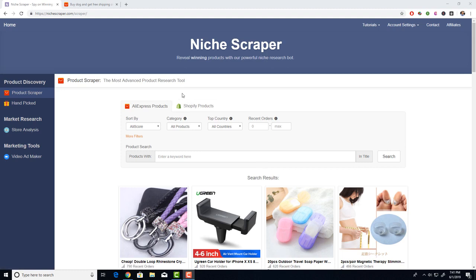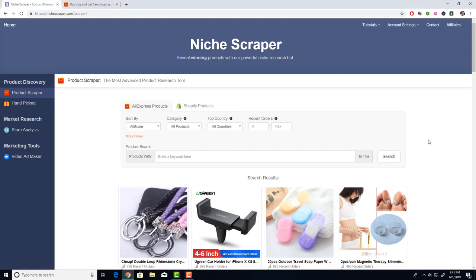What you're going to notice is there are two tabs in this section right here. One is the AliExpress products tab and one is the Shopify products tab. I'm going to be going over both of these, but first I'm going to be focusing on the AliExpress products tab, and then in the second half of the video we're going to be talking about the second tab right here. So when would you want to use this tool?